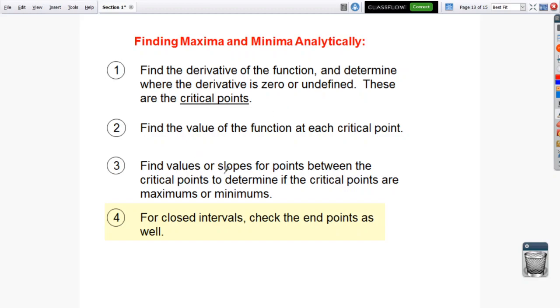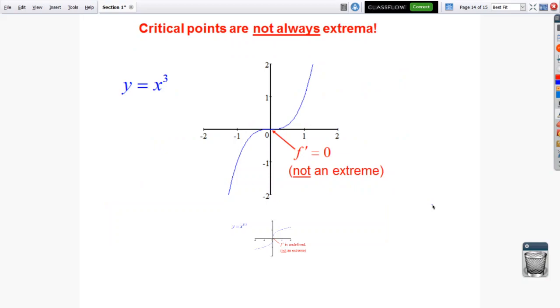Now there is something in here where I say find slopes for points between. That's using the first derivative test. You're not doing that right now. You're finding values between the critical points to determine whether you have a maximum or a minimum. All right? And I do want to point out here, again, critical points are not always extrema.